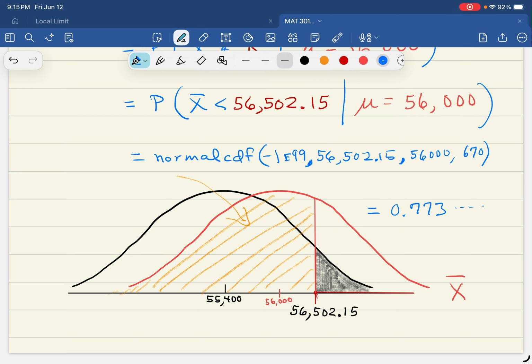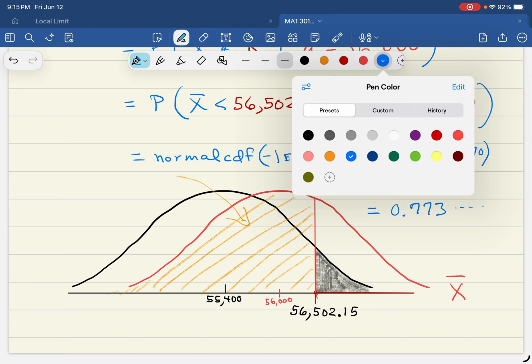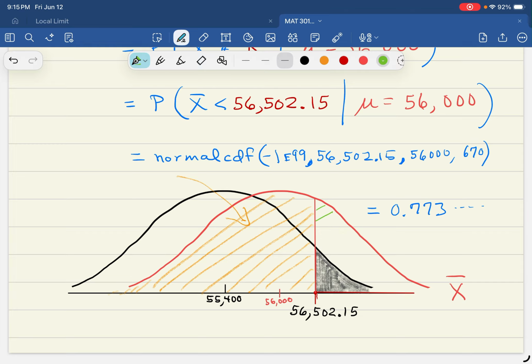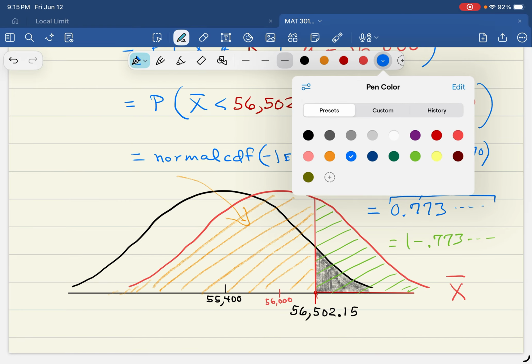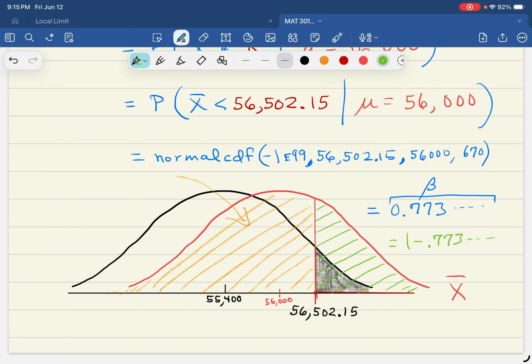Now this other area under that curve over here that I'm shading in green, this is 1 minus 0.773 and whatever the change is. That is what we call the power of the test. So let me go back. This value here, in this particular case, the probability of making this type 2 error, we typically denote as beta. And so what we've calculated next is the power.